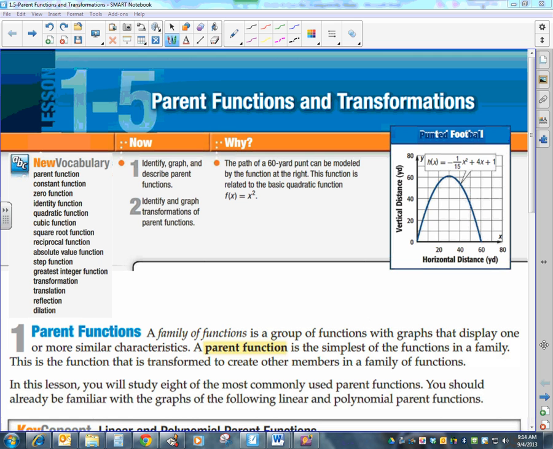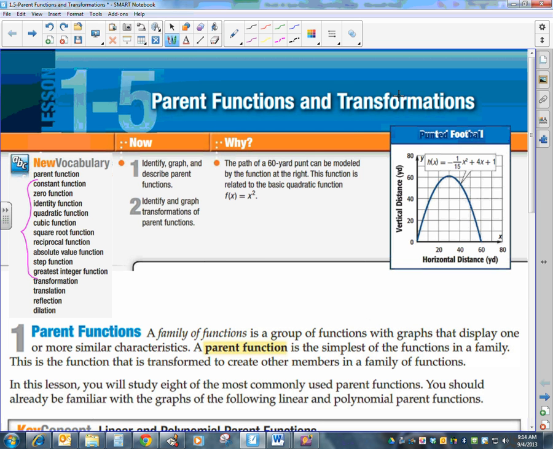Okay, today we're talking about parent functions and transformations. We are going to be discussing each of these types of functions, and these should already be in what you call your library of functions. These functions you should be familiar with.